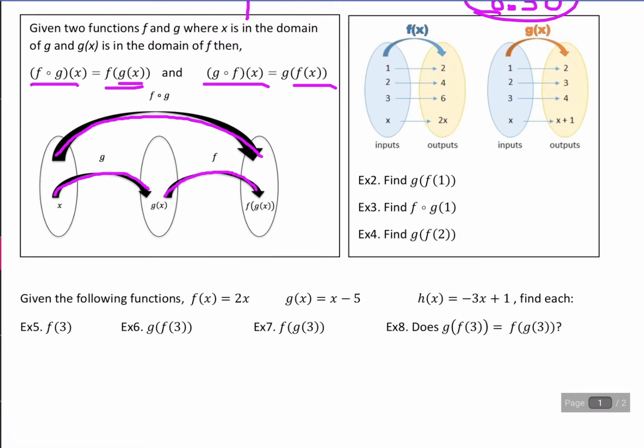All right, so example 2, if we put 1 into the f function, what comes out? So track with me, 1 put into the f function, 2 comes out. So now we're looking at g of 2. So now put 2 into the g function and see what comes out. That gives us 3. So g of f of 1 is 3.